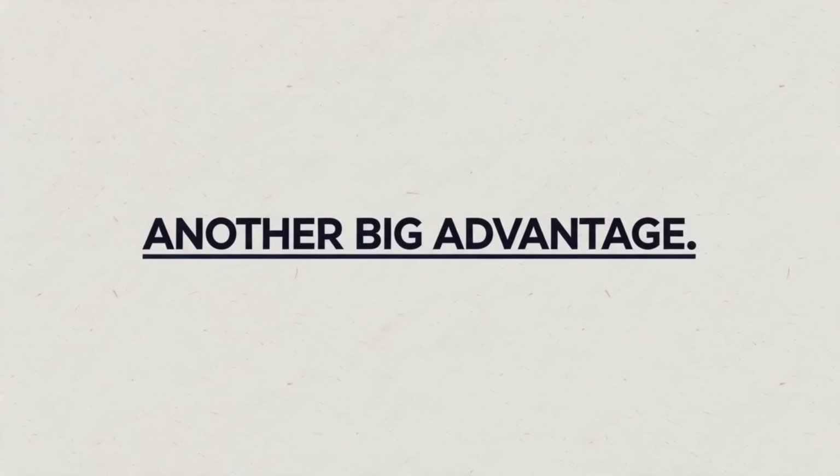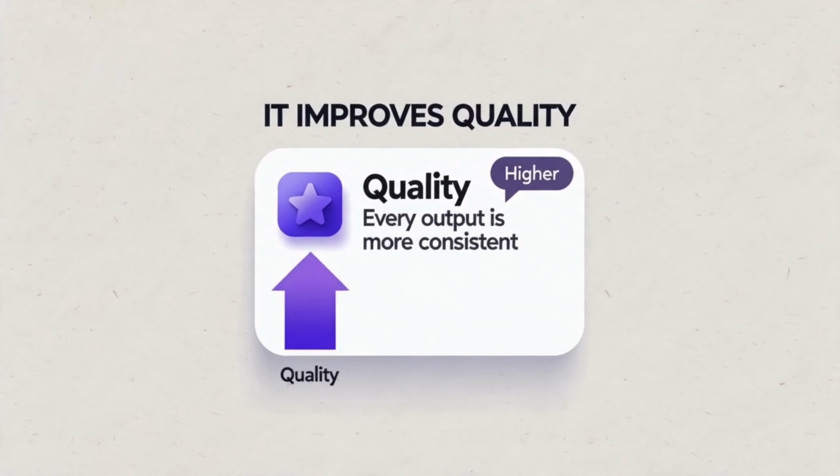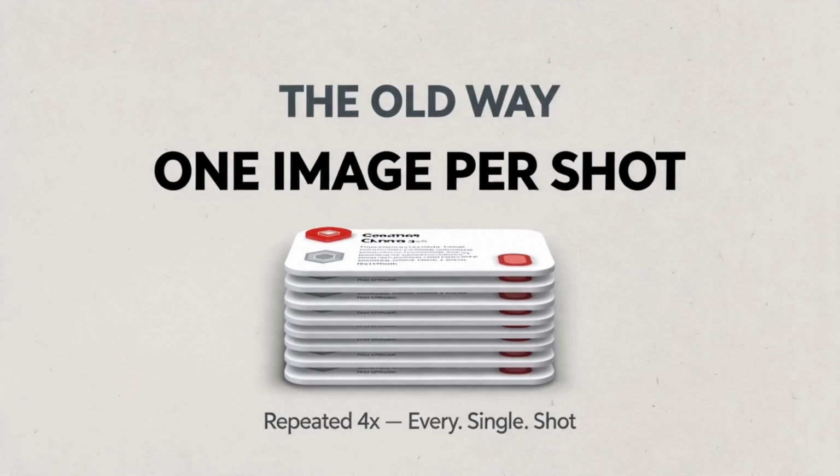And there's another big advantage to this approach. It doesn't just improve quality, it can also save a lot of credit. Instead of creating one image for every single shot, you're giving the AI a clear plan with multiple scenes in one image.